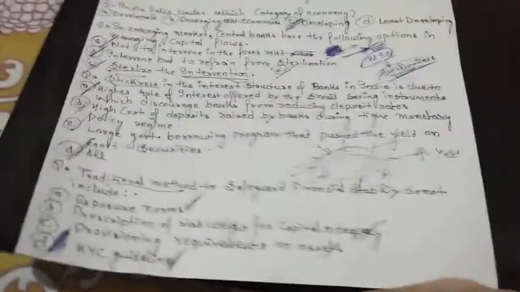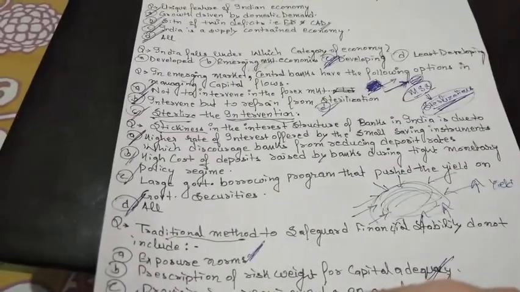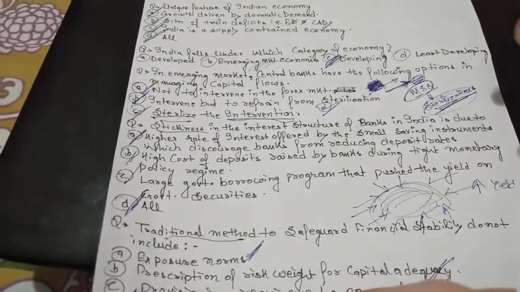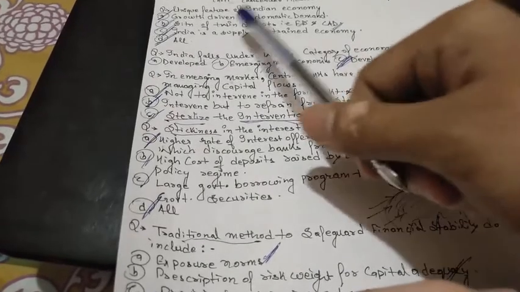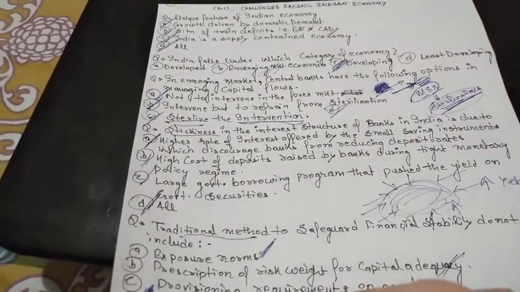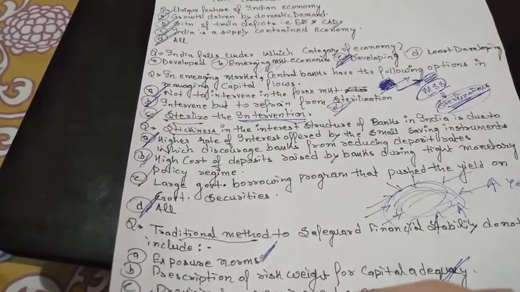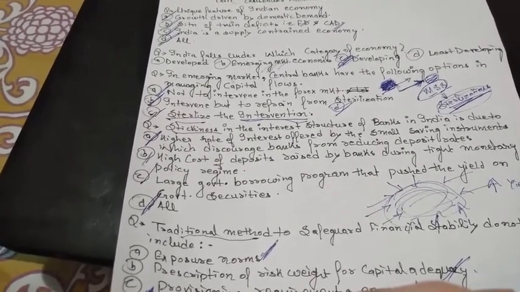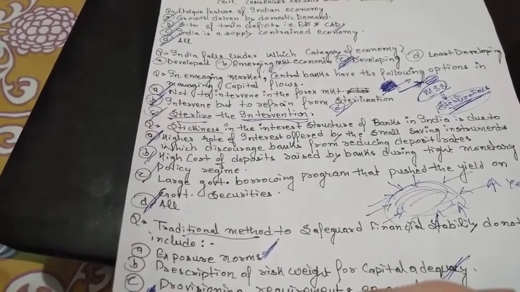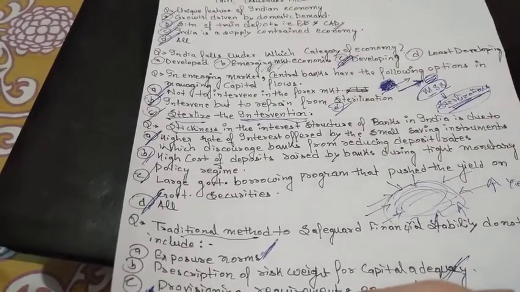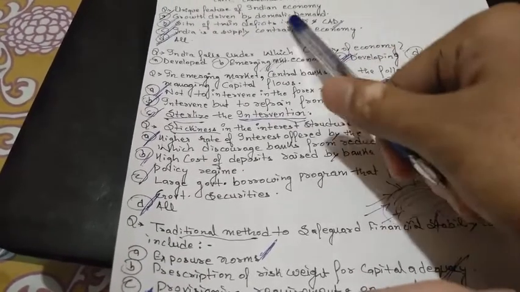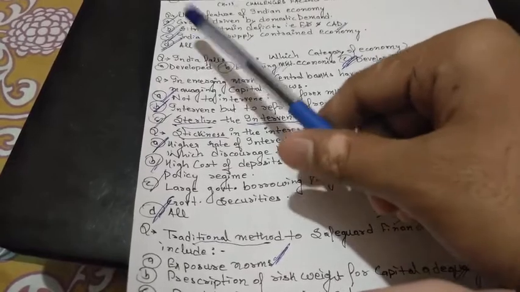Now we will see the questions. First, unique feature of the Indian economy. What is the unique feature of the Indian economy? We will see the options. Growth driven by the domestic demand. Yes, our population is so large that whatever we produce, we consume inside India only. Most of the products get consumed inside India. So this is an edge to our economy, growth driven by the domestic demand.